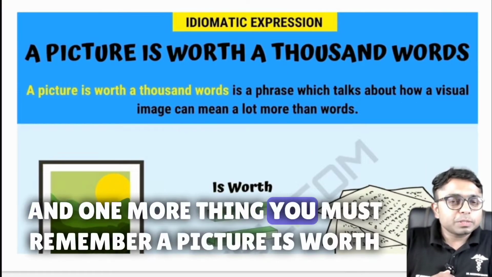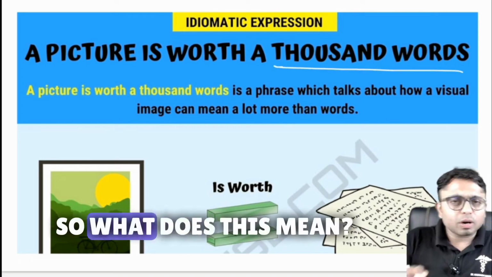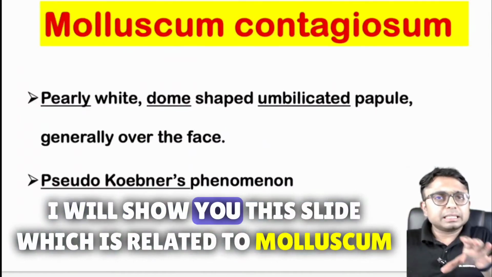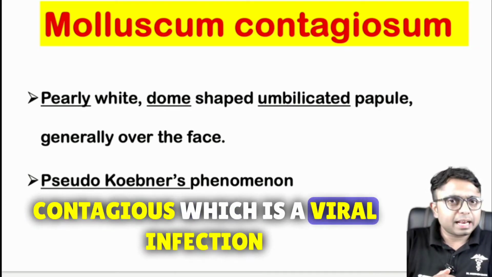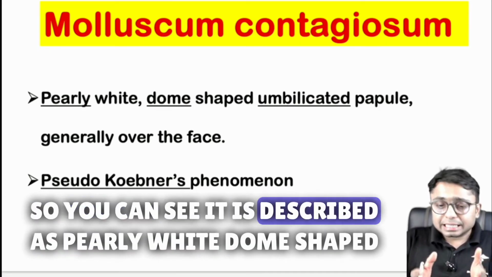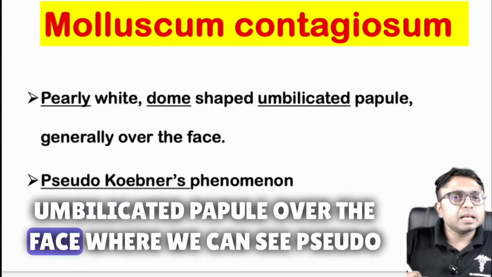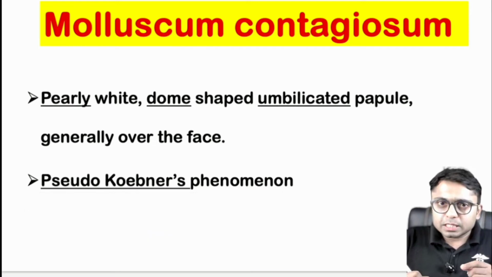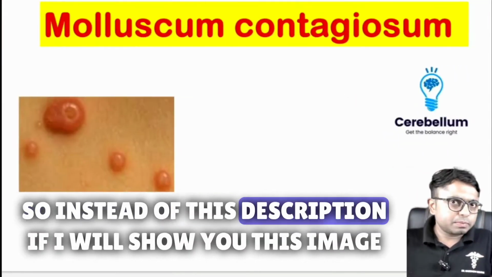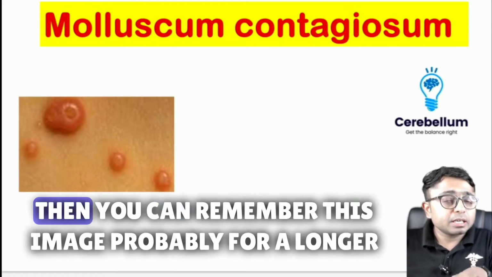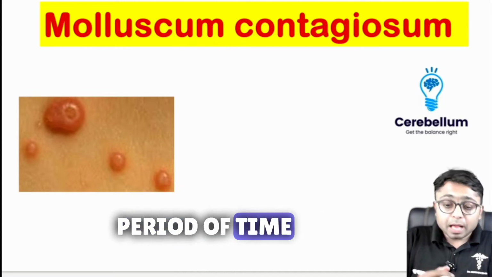And one more thing you must remember: a picture is worth 1,000 words. What does this mean? I will show you this slide related to molluscum contagiosum, which is a viral infection. It is described as a pearly white dome-shaped umbilicated papule over the face, where we can see the pseudocomedonal phenomenon. This is the description which is given here. Instead of this description, if I show you this image, then you can remember it probably for a longer period of time.